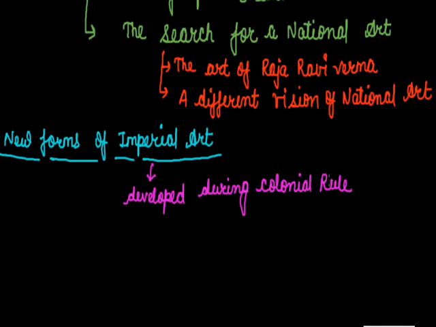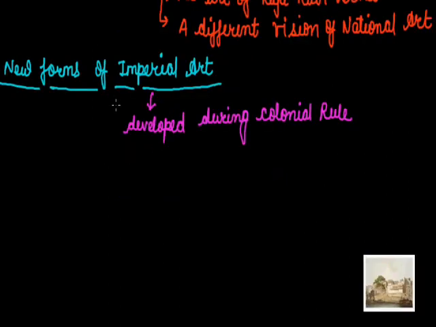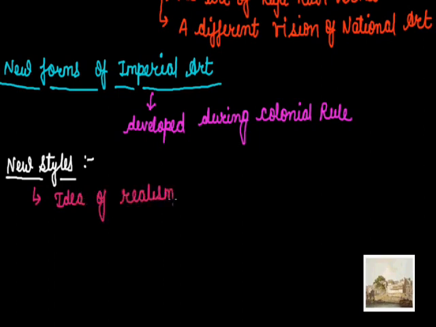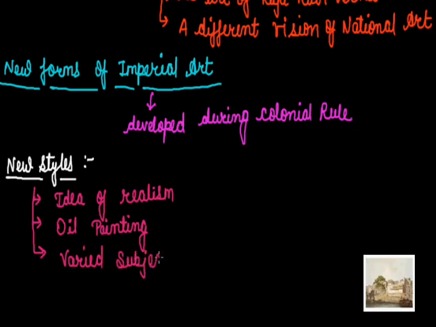Which new techniques were introduced under this imperial art? Three new techniques were introduced which were not familiar to Indians at that time, or we can say during the 18th century. These three new techniques were, the first is the idea of realism. Second is oil painting. And the third one is varied subjects, but showed the superiority of the British.